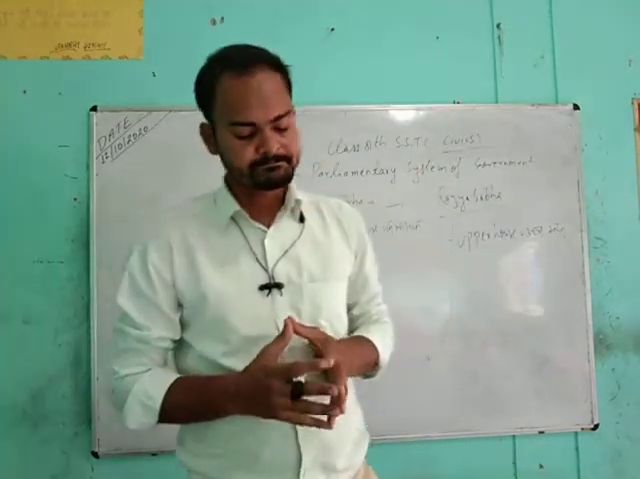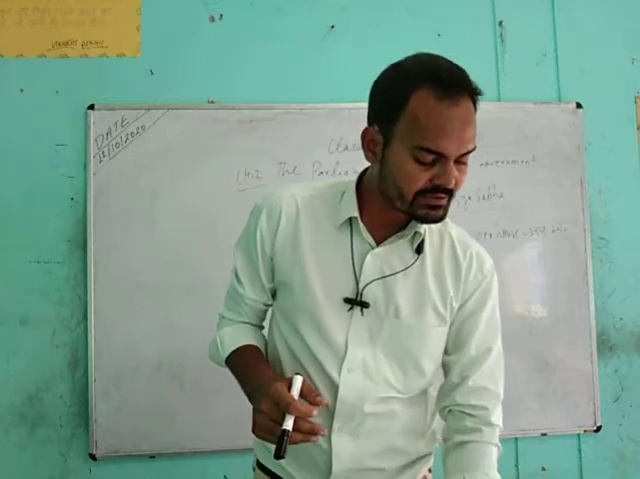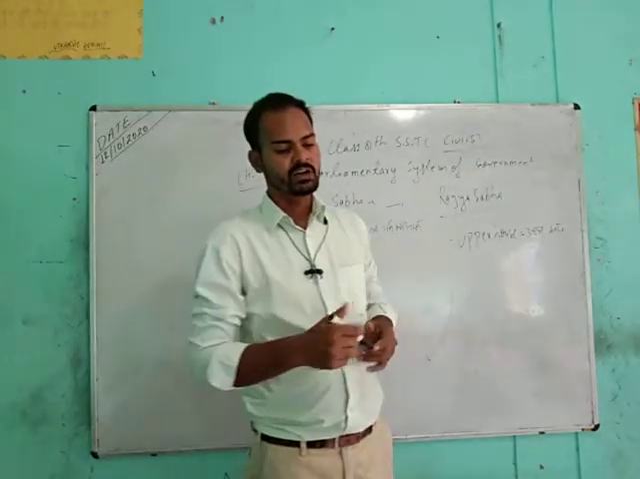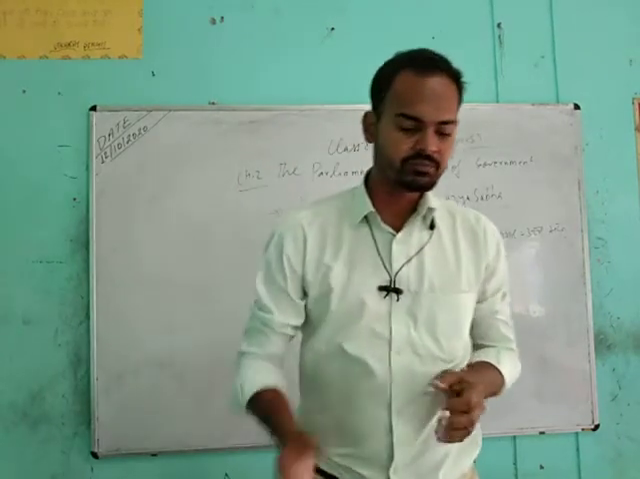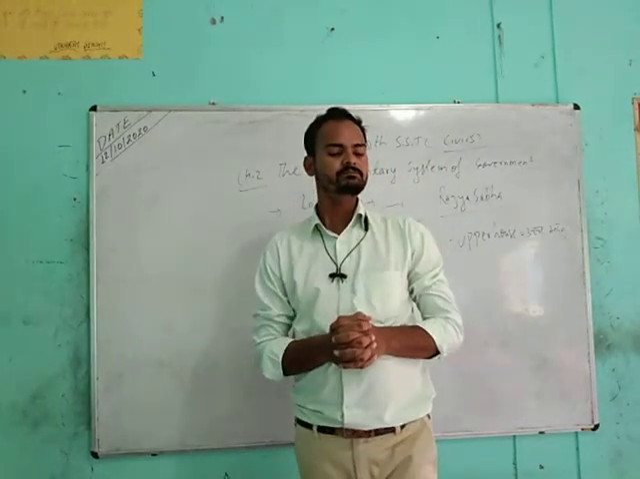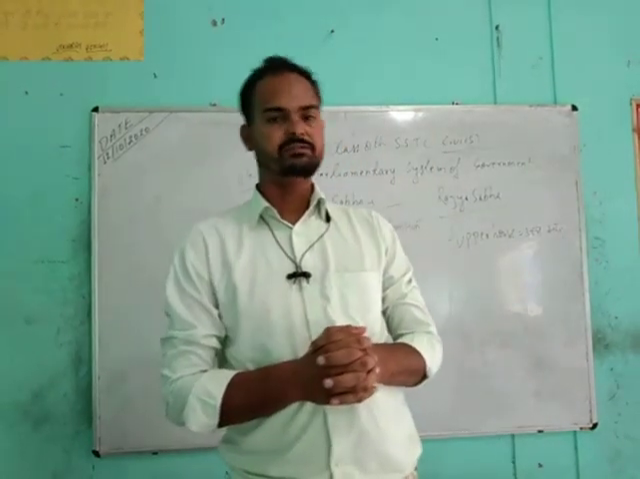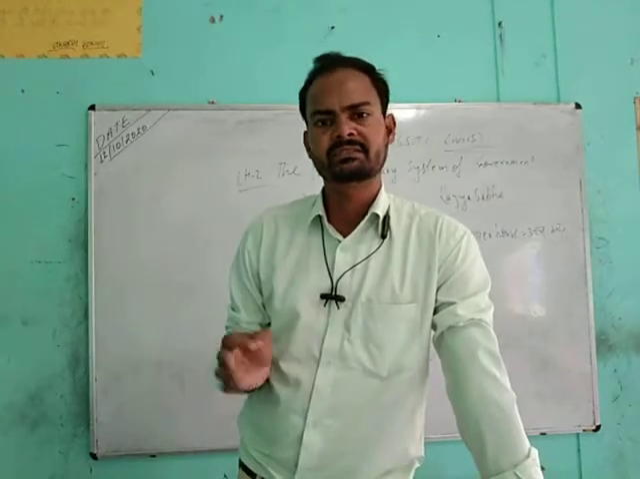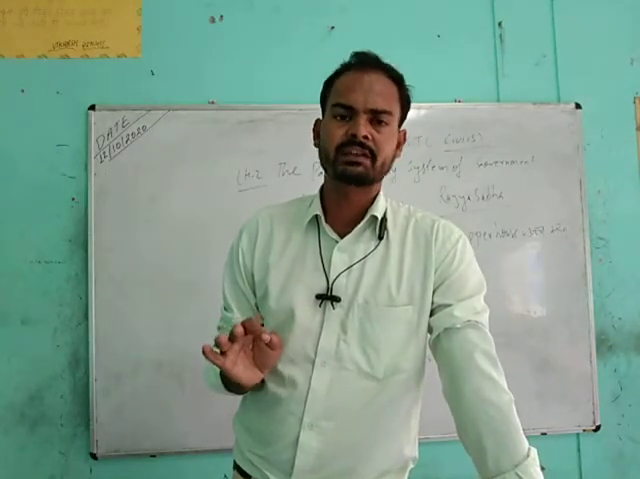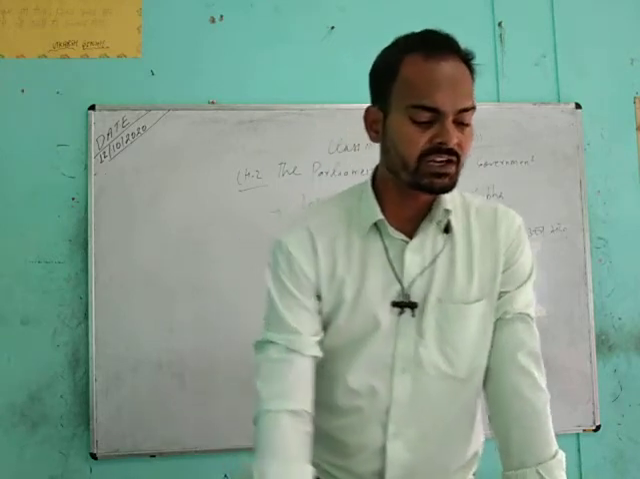So students, in your course book, page number 119, our topic is Lok Sabha, and in that we are talking about the composition of Lok Sabha. The maximum strength of the Lok Sabha is 552. So in Lok Sabha, the maximum members would be 552. This includes 2 members of the Anglo-Indian community.